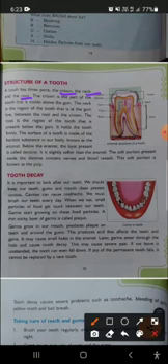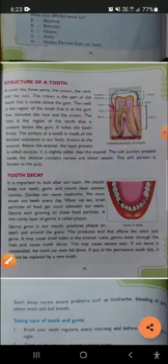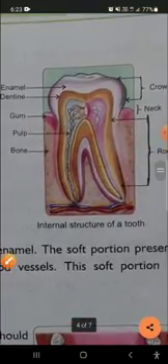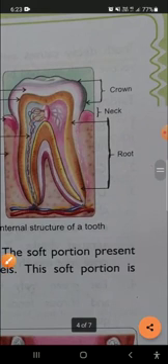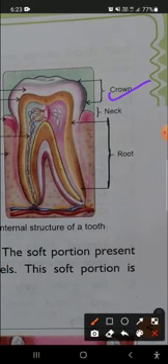Okay, suppose this is a figure of one tooth. So now you can find it. Basically, there are three parts: the crown, at the middle the neck, and the root.